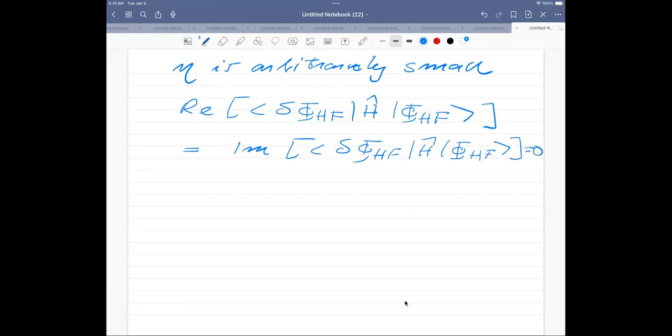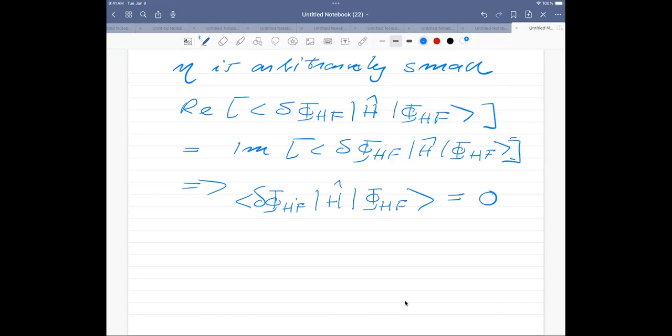Okay, so this simply leads to us requiring that the variation which we have in the Hartree-Fock wave function, this ansatz we made, has to be equal to 0.